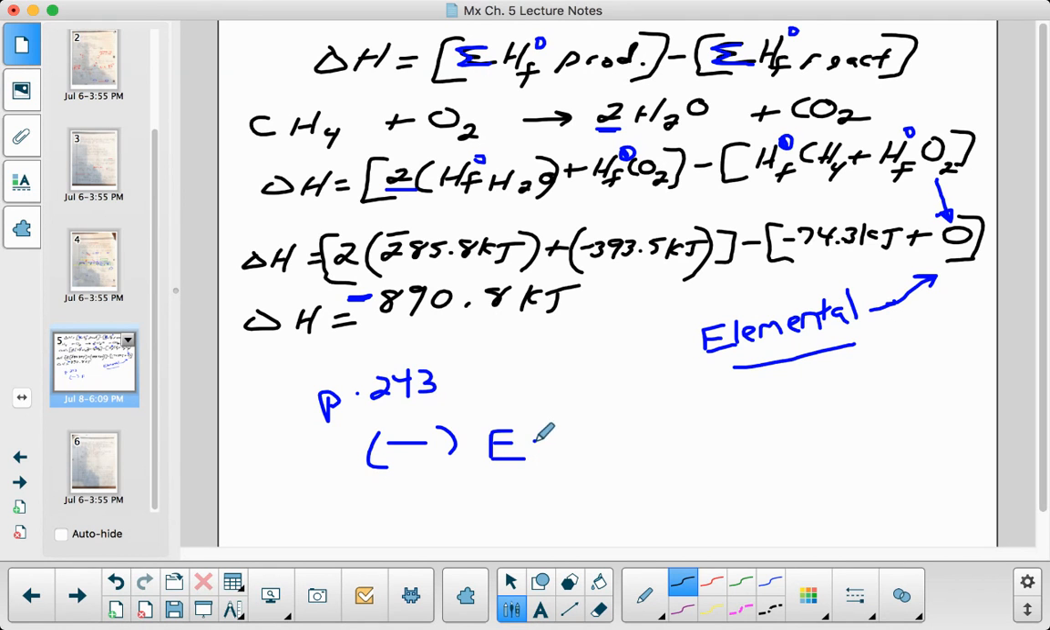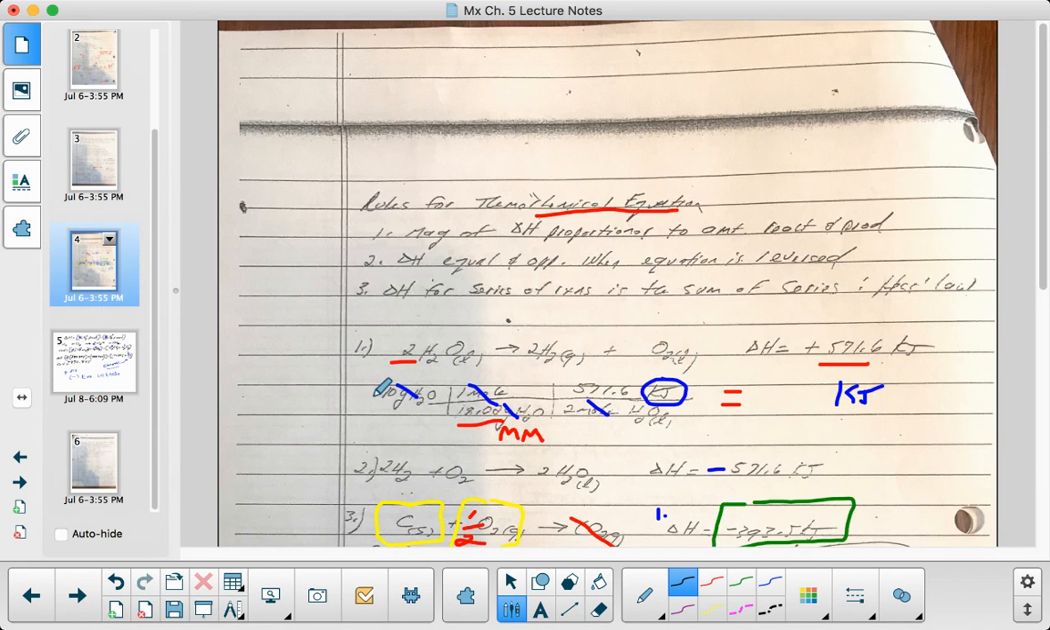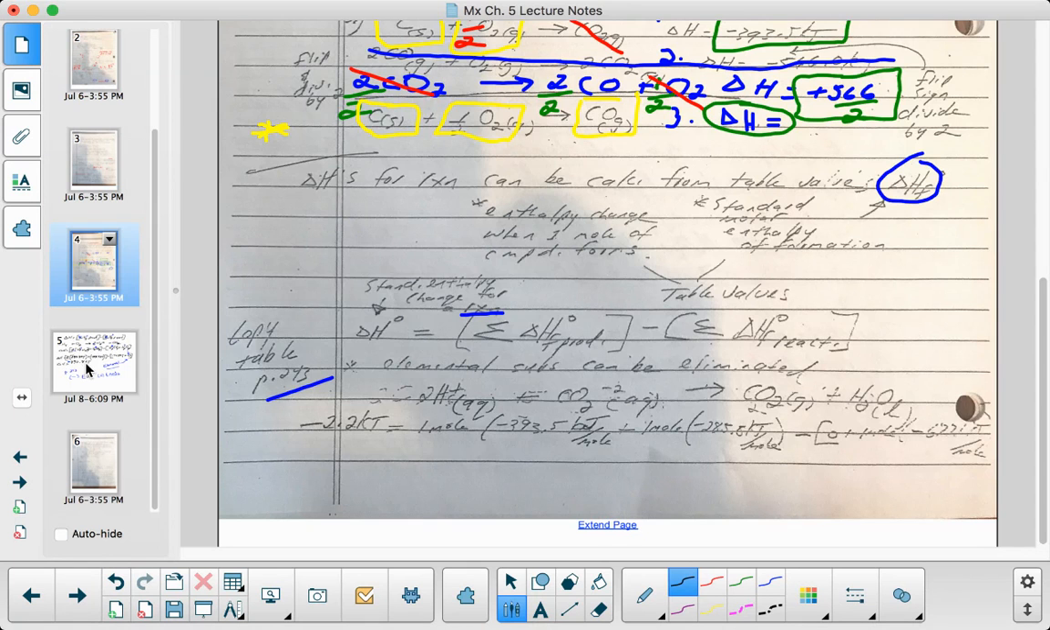Okay, and then if it were positive, of course it would be the opposite, which would be the endothermic reaction. Okay, so on to the next page. So the next part of this lecture, you can ignore the bottom part of that last page. That was kind of hard to read.